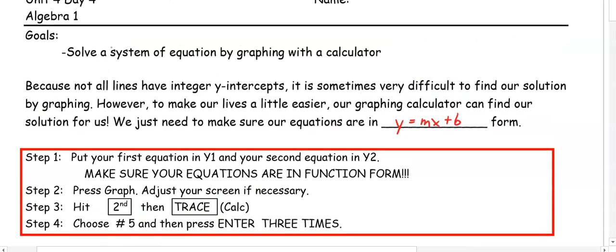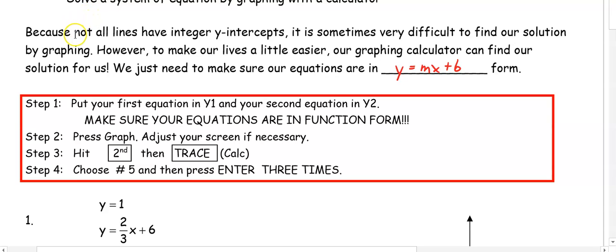This video is about solving a system of equations using a graphing calculator. Because not all lines are going to have integer y-intercepts, it's sometimes difficult to find your solution by graphing. However, to make our lives simpler, we're going to use a graphing calculator to find the solution. We just need to make sure that our equations are in y equals mx plus b form.